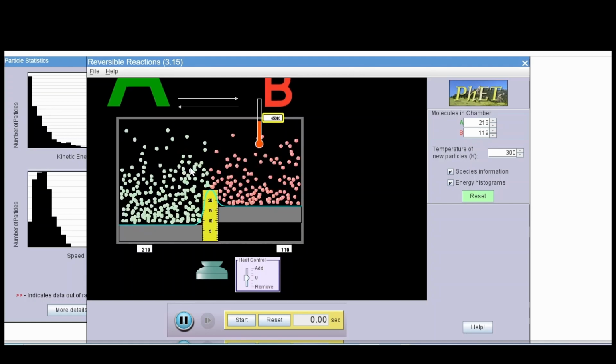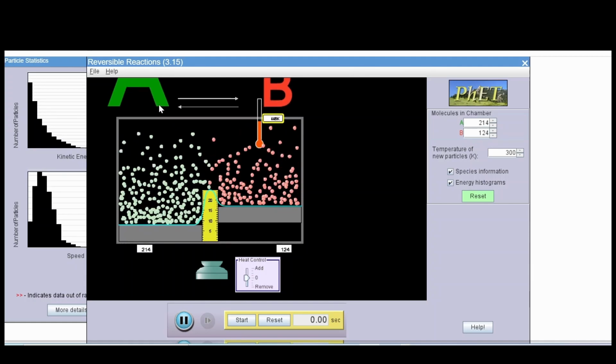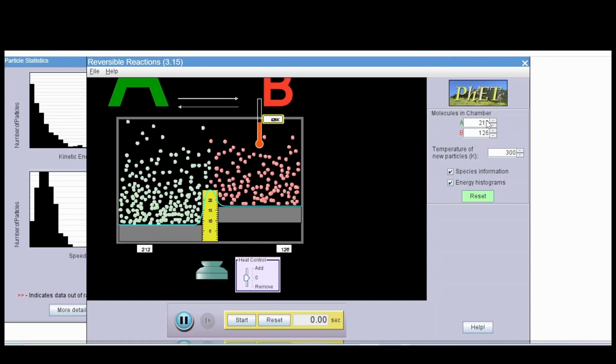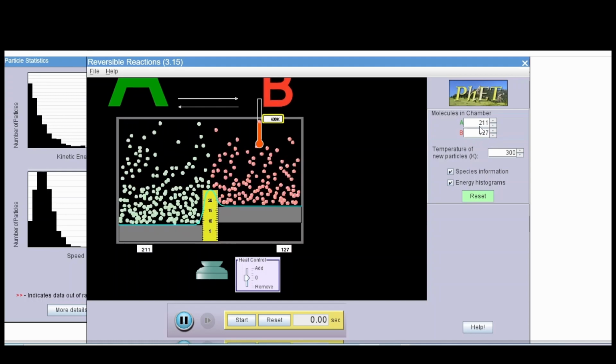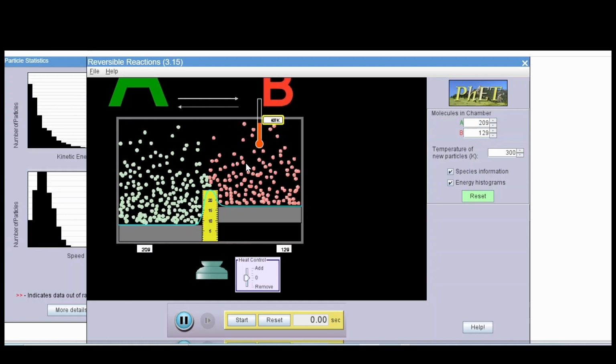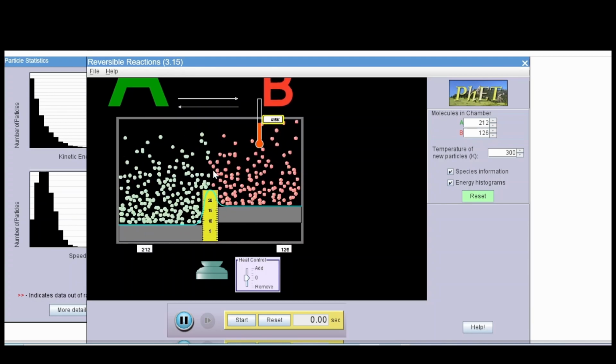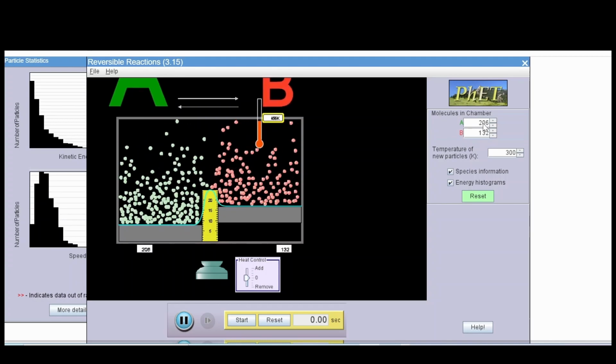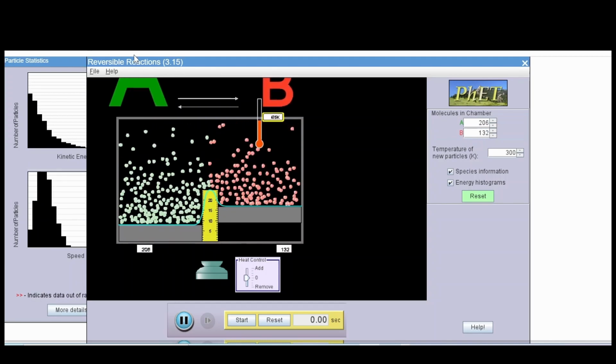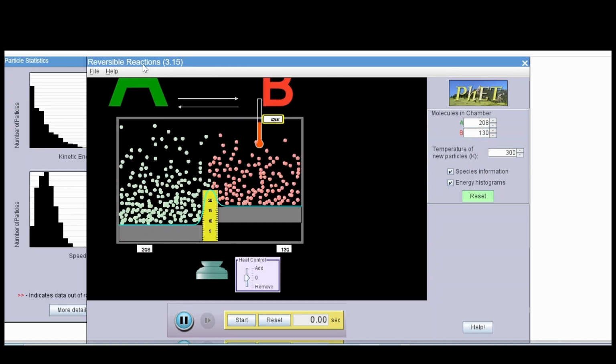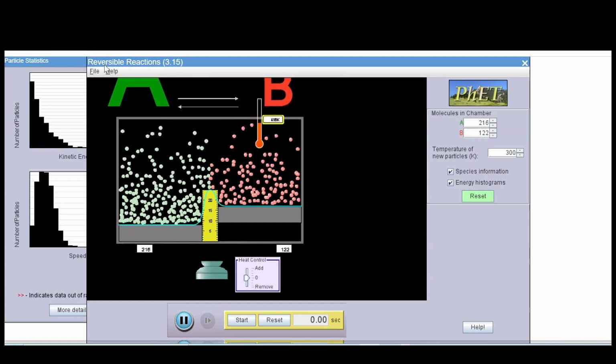In today's lesson, we'll be looking at grade 12 chemical equilibrium using the awesome PhET simulations. We define chemical equilibrium as a state during a reversible reaction when the rate of the forward reaction is equal to the rate of the reverse reaction. To look into this, we use this reversible reactions simulation.